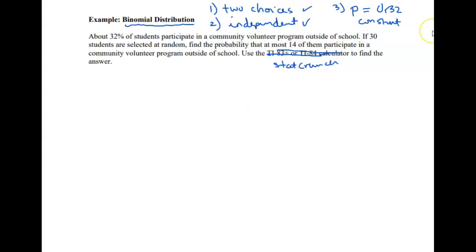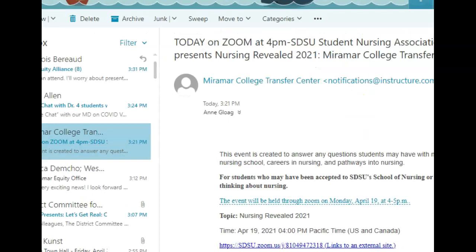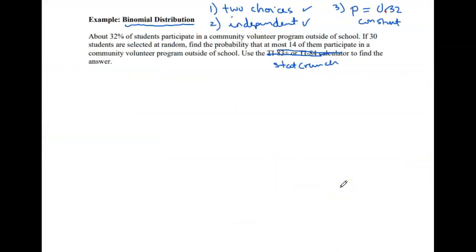Now there are some assumptions made here. We're assuming that the volunteer program could take an unlimited number of students, like it doesn't fill up. Because if that happened, then the probability could change. If it's full, the probability of a student participating is going to be zero. So we're making some assumptions there.